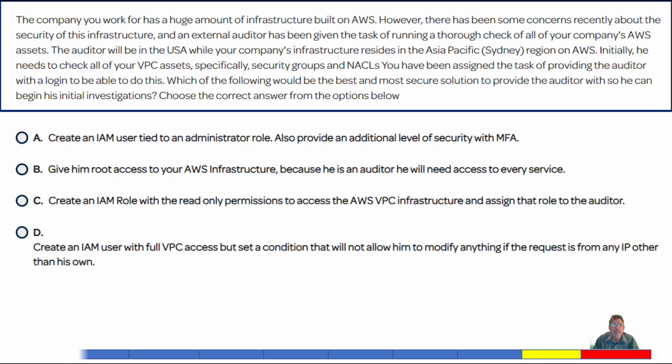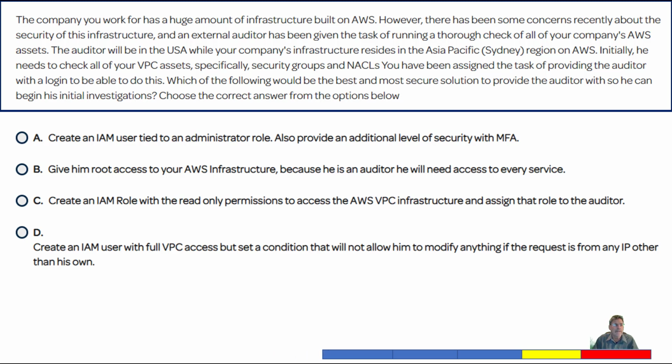The company you work with has a huge amount of infrastructure built on AWS. However, there's been some concern recently about the security of this infrastructure, and the internal auditor has been given the task of running through to check all the company's AWS assets. So he's looking at all the NACLs, security groups, and whatever. So what are you going to do?